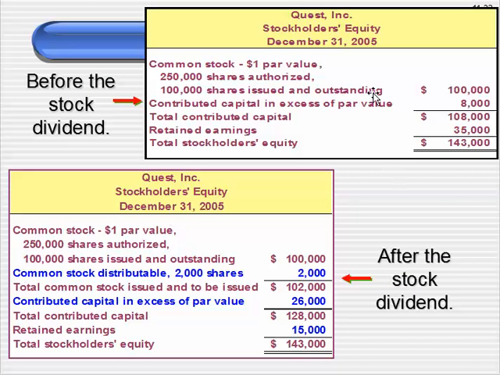And we can see what happens to our stockholders' equity section. Here is before and here is after. So we've added a section for common stock dividend distributable. Our contributed capital in excess of par value goes up by $18,000 from 8 to 18. And my retained earnings goes down by the $20,000. It was 35, now it's down to 15.